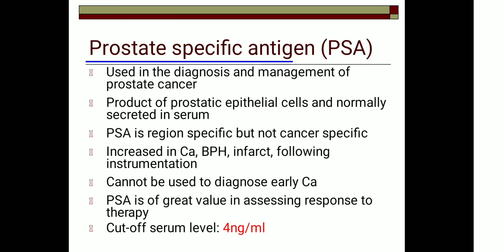It is increased in carcinoma, BPH, infarct, chronic prostatitis, etc. The cutoff serum value is 4 nanogram. That doesn't indicate that it is always a prostatic malignancy because it is non-specific. It is elevated in all these conditions. So you have to combine the clinical features, the examination findings, and the USG findings all together. You should keep this in mind at the time of the diagnosis.